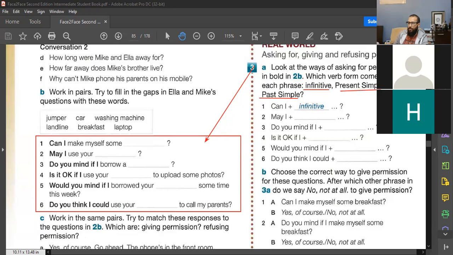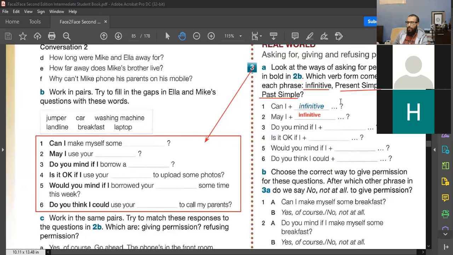Infinitive, present simple, past simple. What do we use? I think the same, infinitive. That's actually correct, because may I use. So it's infinitive. That's correct. What about do you mind if I? What do we use?